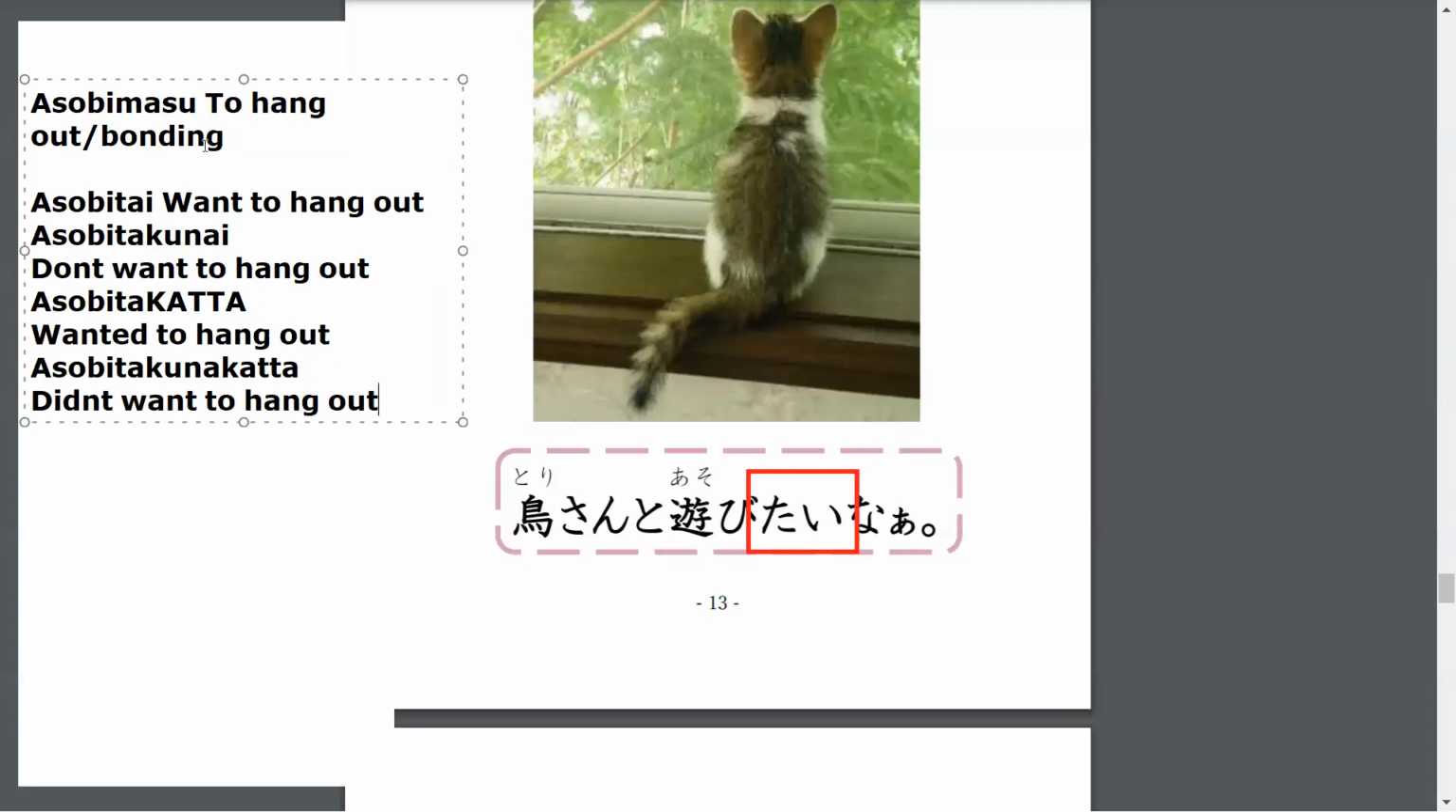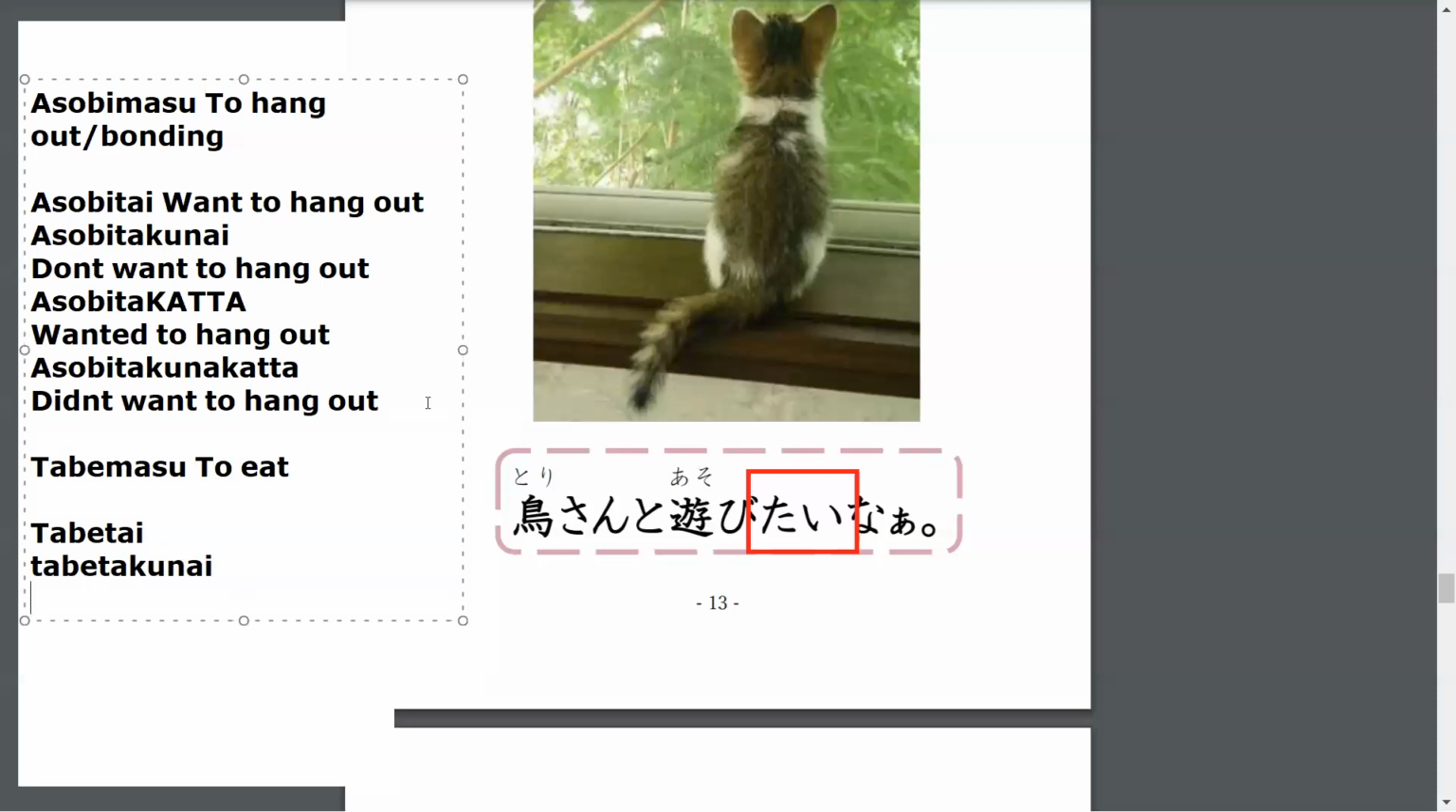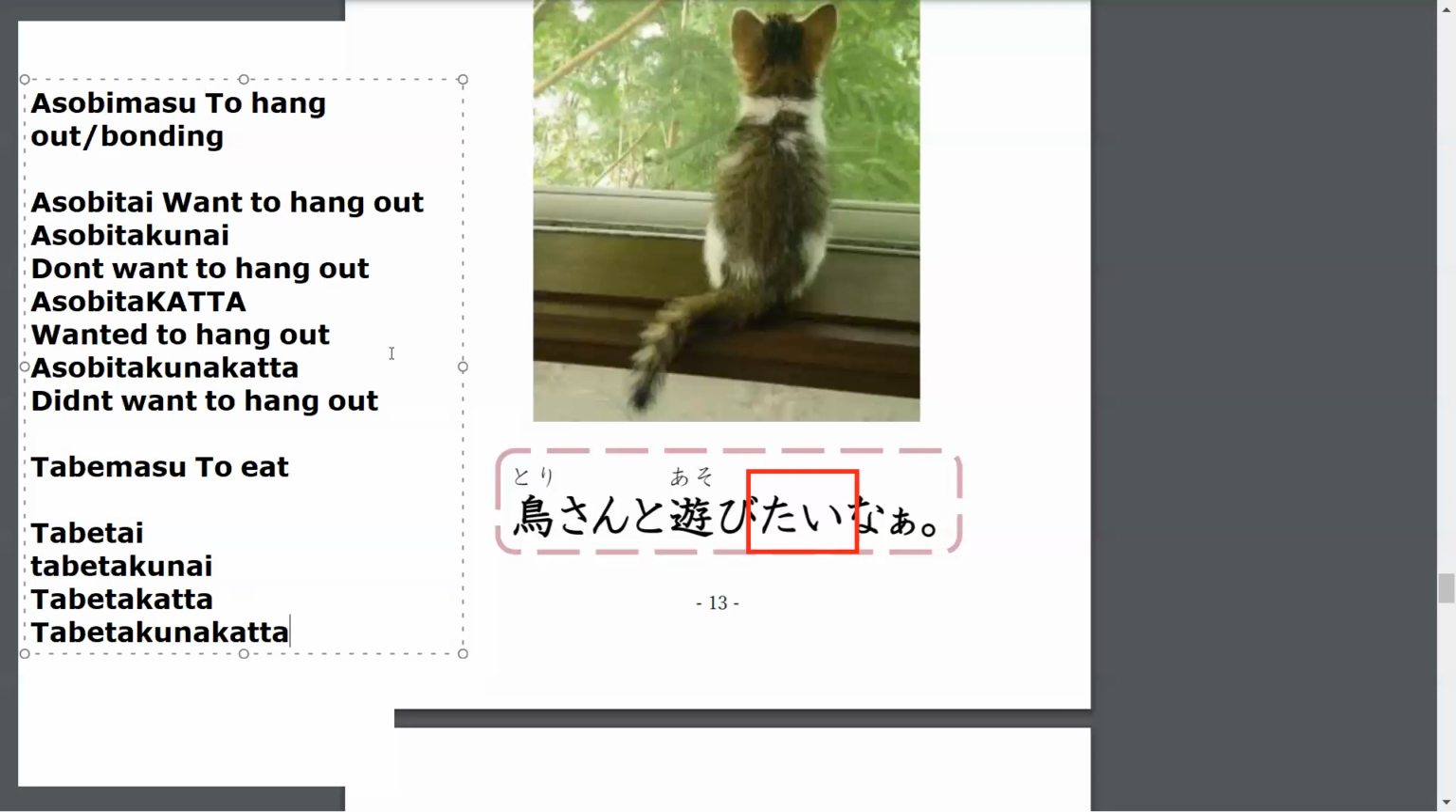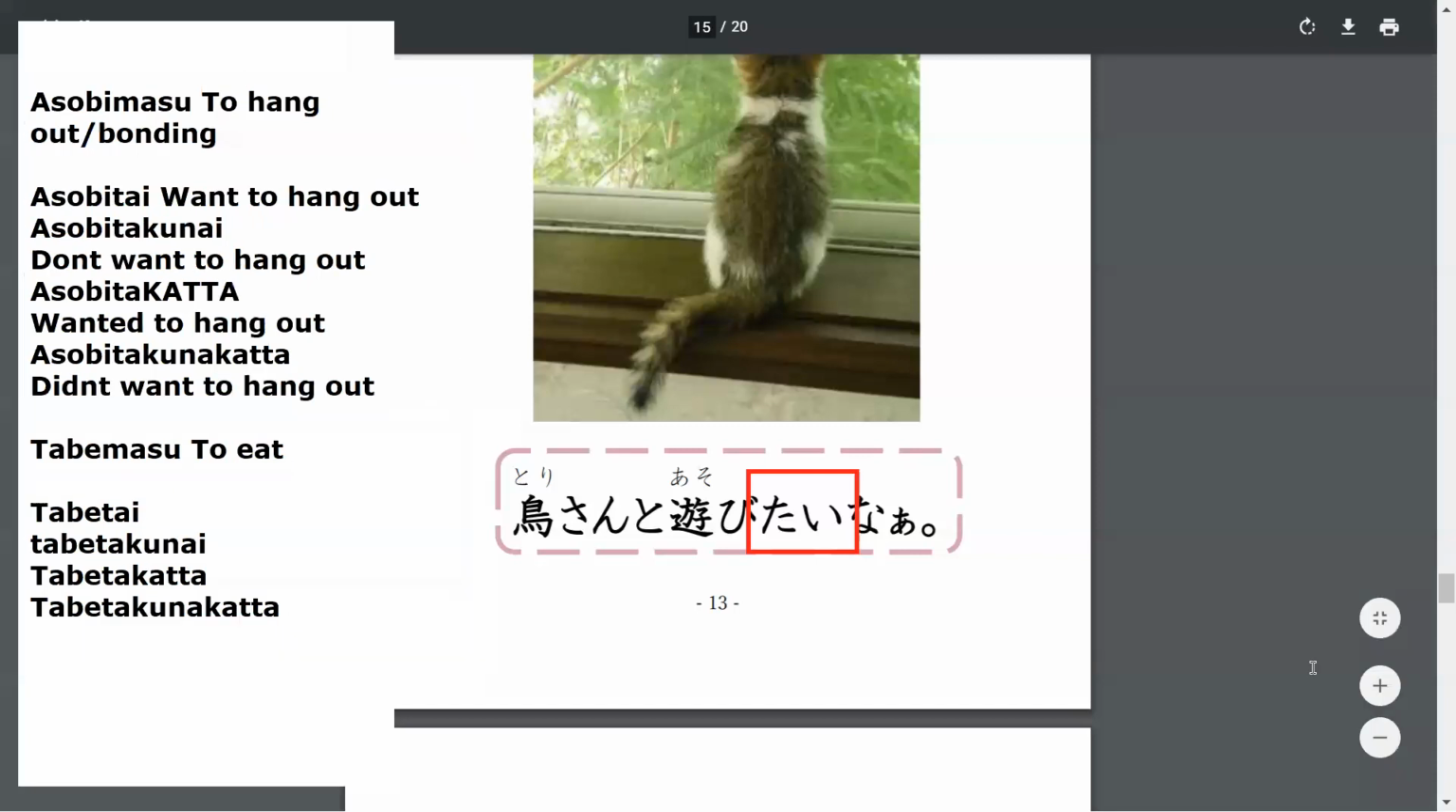So technically, once we attach tai to the verb, it becomes an adjective, not a verb anymore. So let's try some verbs. Let's try tabemasu. Tabemasu is to eat. Okay, let's try it. How are you going to say want to eat? Tabetai. Very good, tabetai. How about I don't want to eat? Tabetakunai. Very good. Wanted to eat. Tabetakatta. Okay, very good, by adding katta. Did not want to eat. Tabetakunakatta. Okay, so we have tabeta, kuna, katta. So these are the functions of our verbs for making them an adjective.